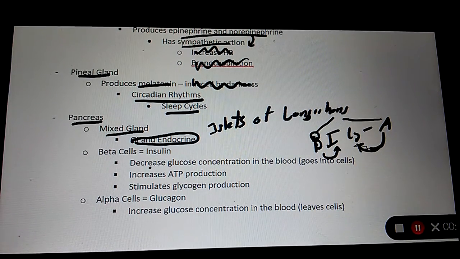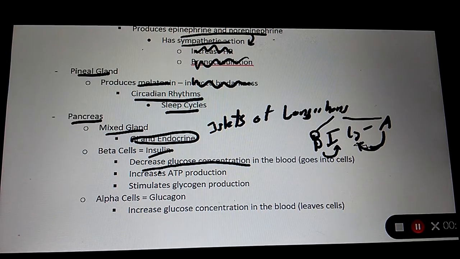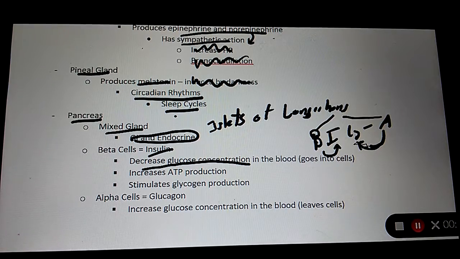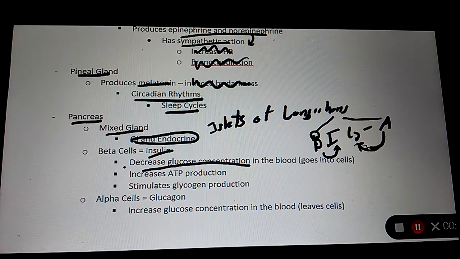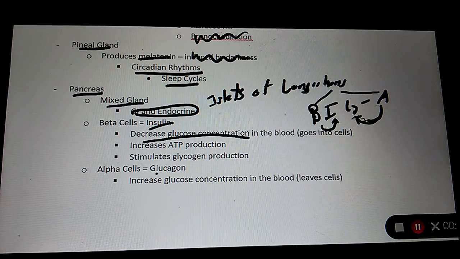What hormone is responsible for decreasing glucose concentration in the blood? Insulin. What increases glucose concentration in the blood? Glucagon. What decreases glucose concentration in the blood? Insulin.